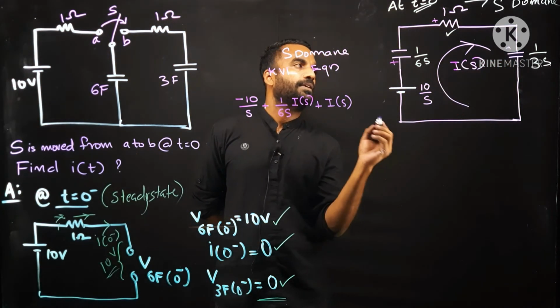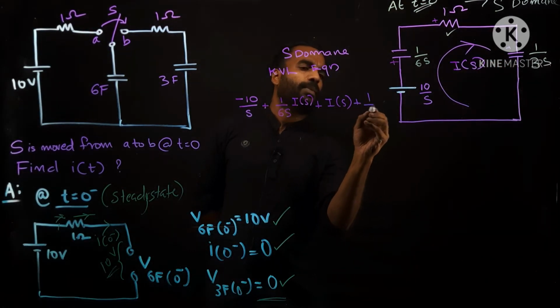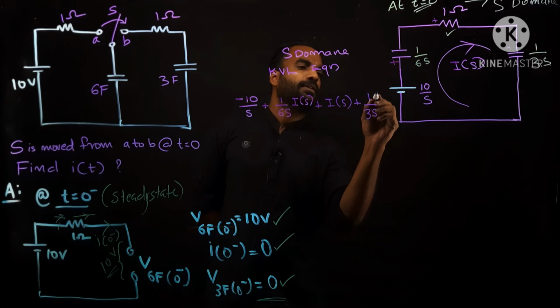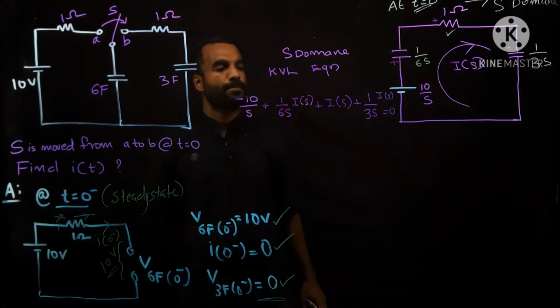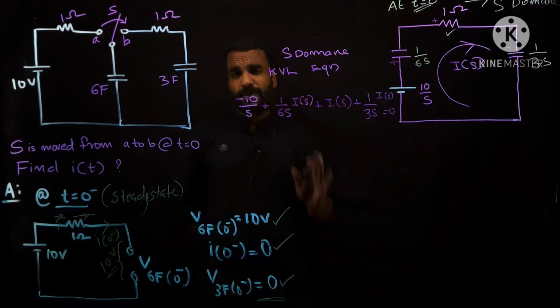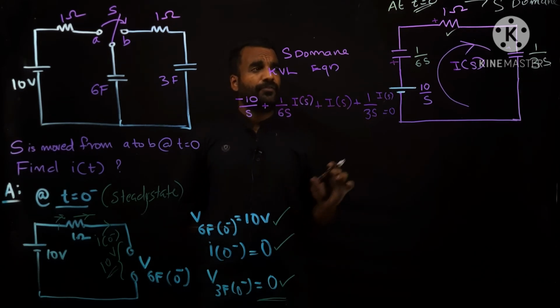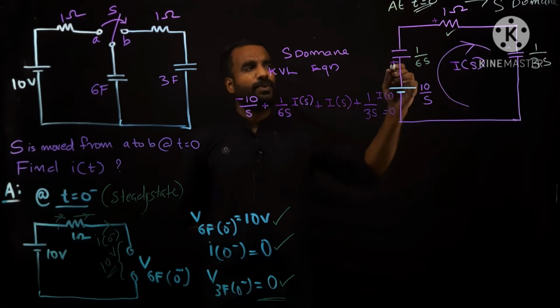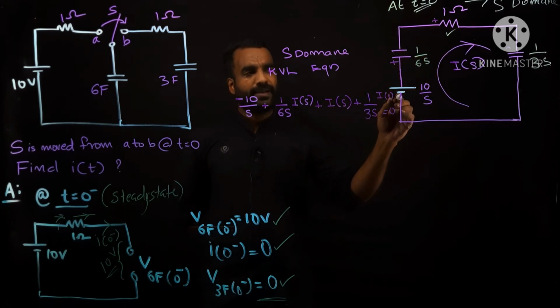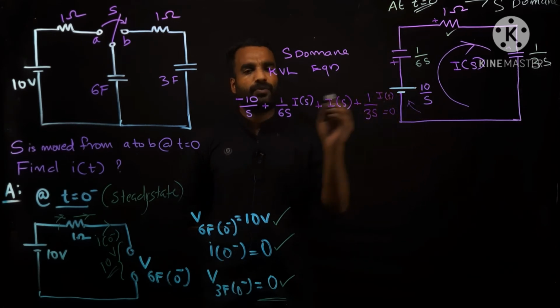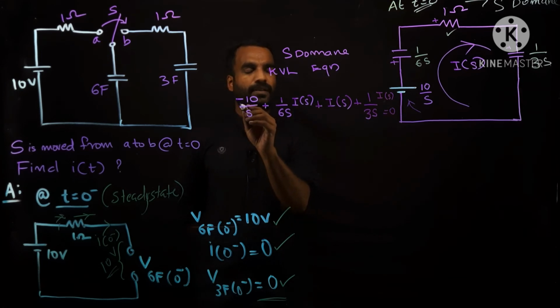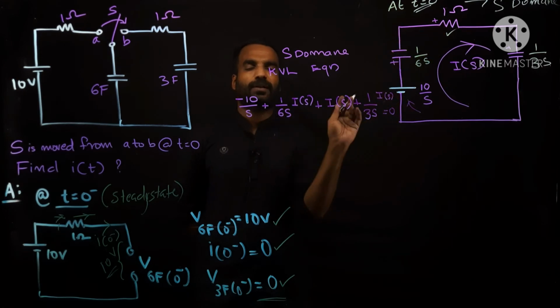Plus 1 by 3S into I of S, that is equal to 0. I hope everybody knows KVL well, because if any passive component is there, you can just mark plus, plus. And if a battery is there, check whether the arrow mark of the current is entering at negative or positive. If it is negative, you have to write minus. If it is positive, you have to give plus here. For all the other components, you just mark plus only.